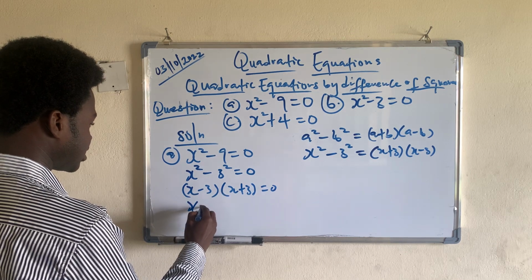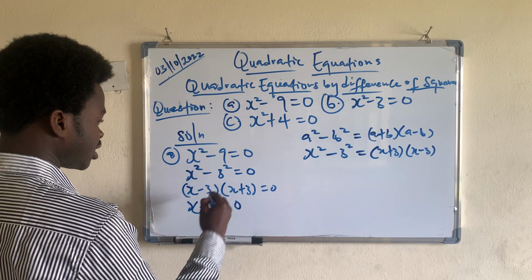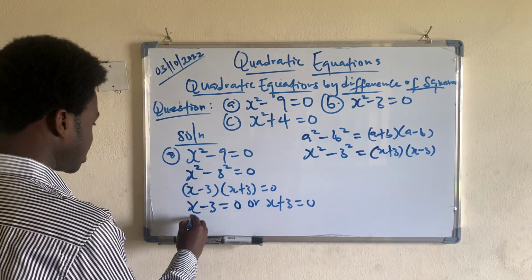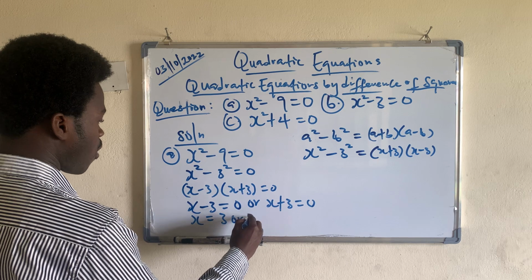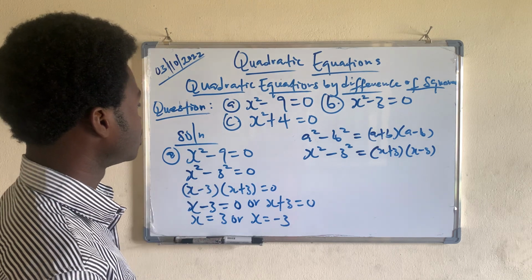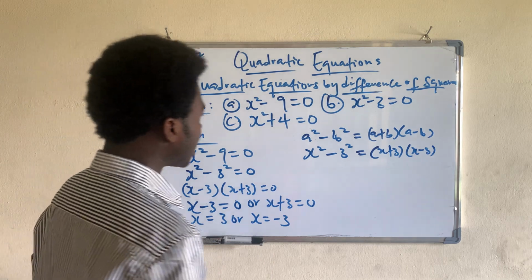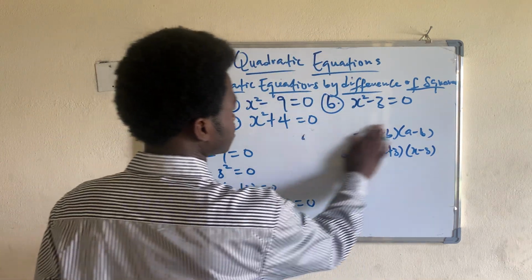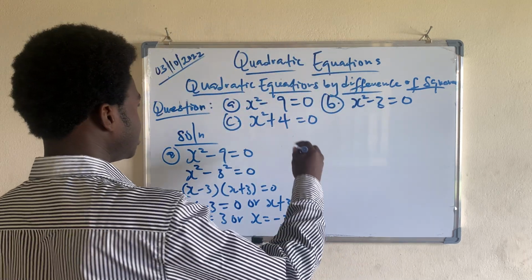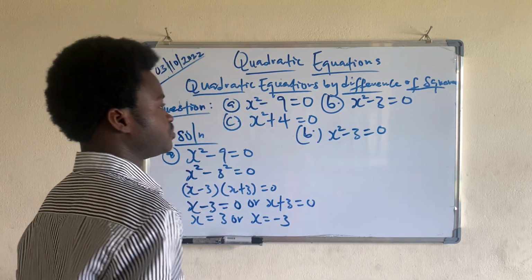So let's take it this way: x minus 3 is equal to 0, or x plus 3 equal to 0. And that gives us that x is equal to 3, or x is equal to minus 3. And that gives us the solution to the quadratic equation on the board for A. Okay, for B, we have that x squared minus 3 is equal to 0.